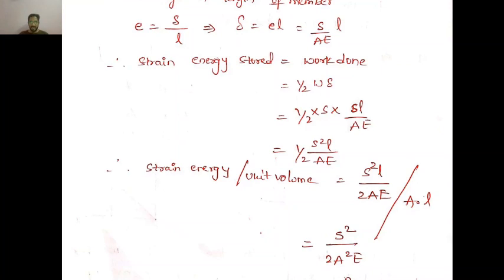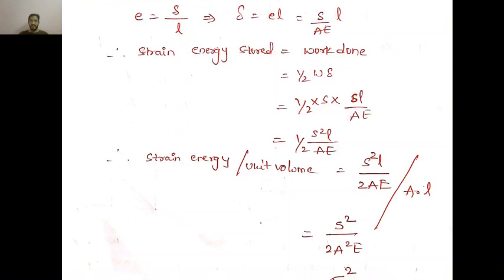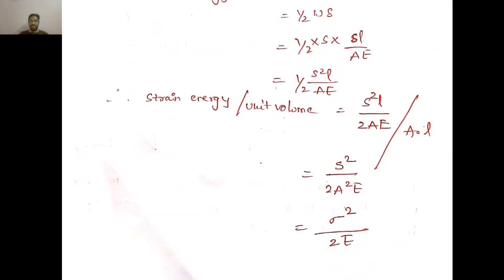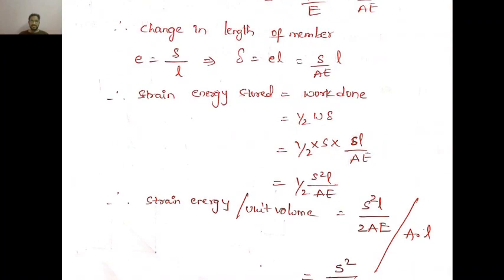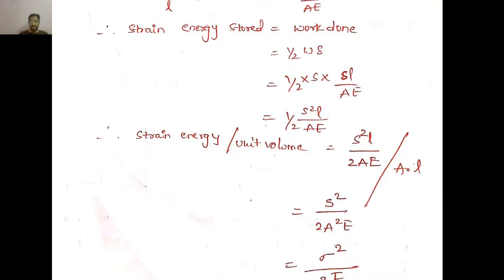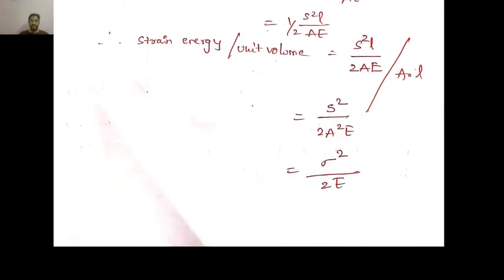When you calculate strain energy per unit volume, it is S square L by 2AE divided by the volume, which is area into length. Cancelling L, we get S square by 2A square E. The stress formula is S by A, so in terms of stress, it is sigma square by 2E. This is the formula for strain energy subjected to axial loading. It is very important, as the derivation can come as a 5 marks question.